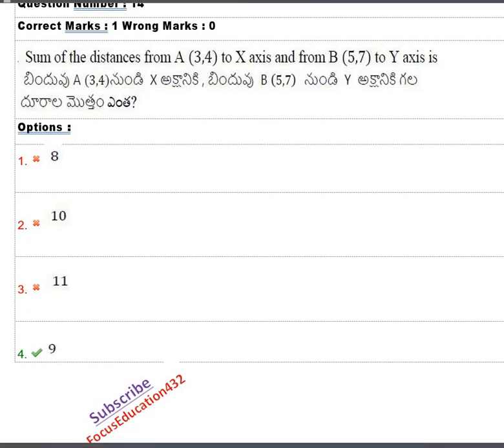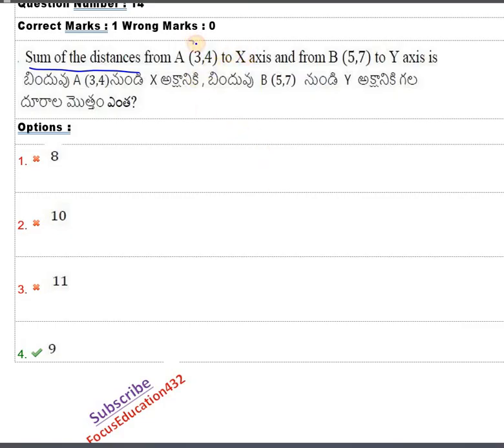Now what is this? Coordinate geometry, distances. Question number 14. The sum of the distances from A (3, 4) to the x-axis and B (5, 7) to the y-axis is, the sum of the distances we have to find. We have 2 points here, from the point (3, 4) to the x-axis.